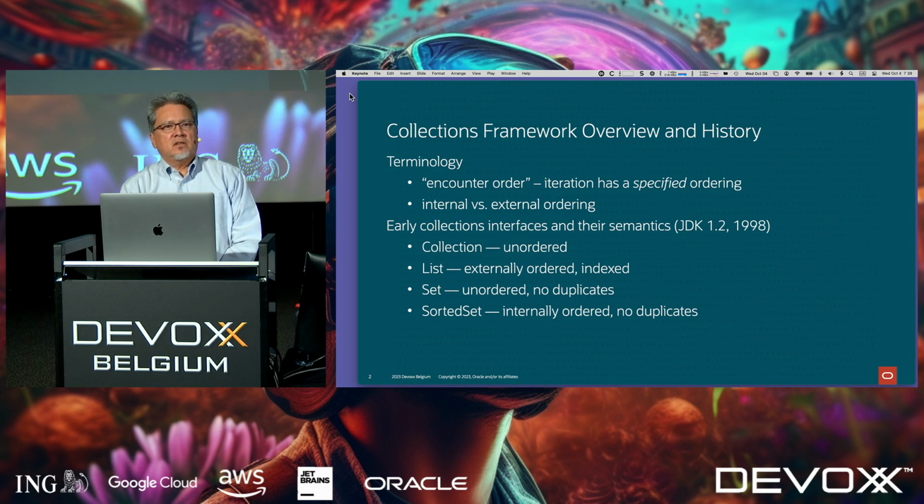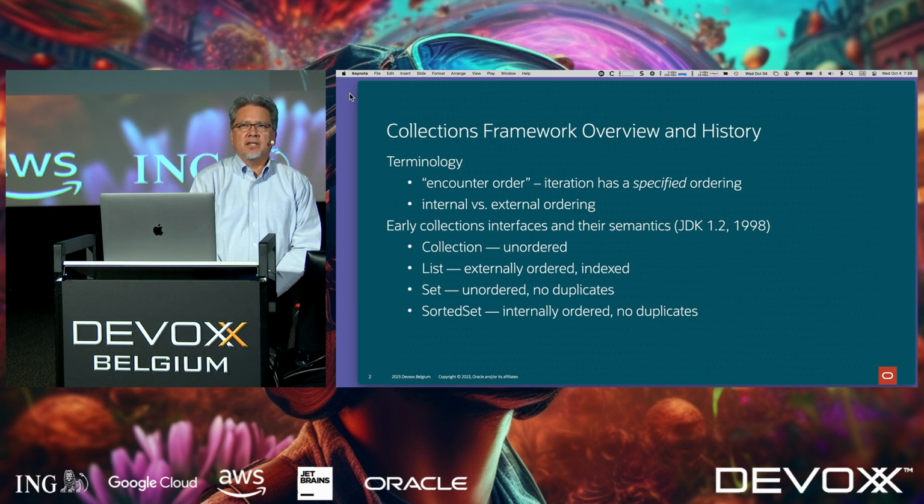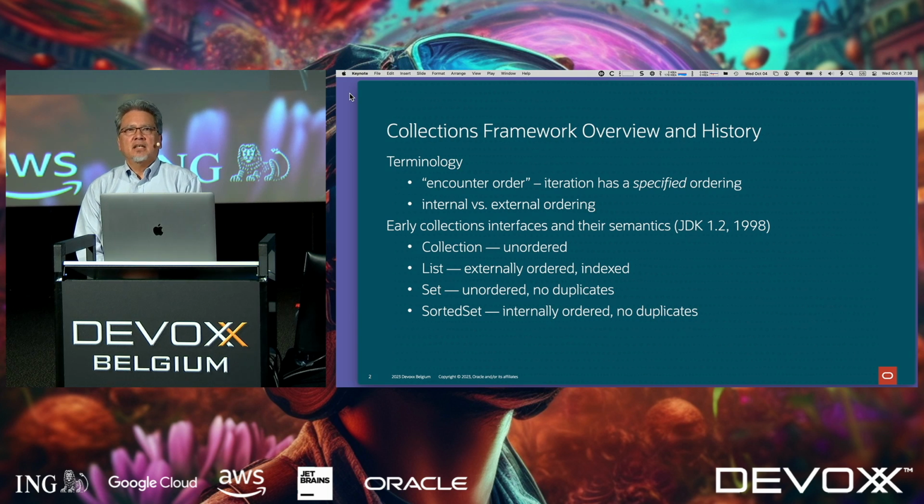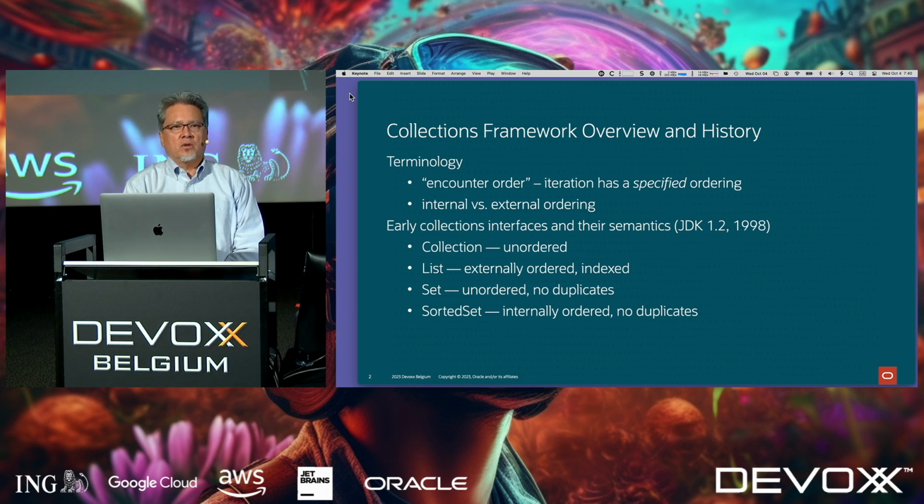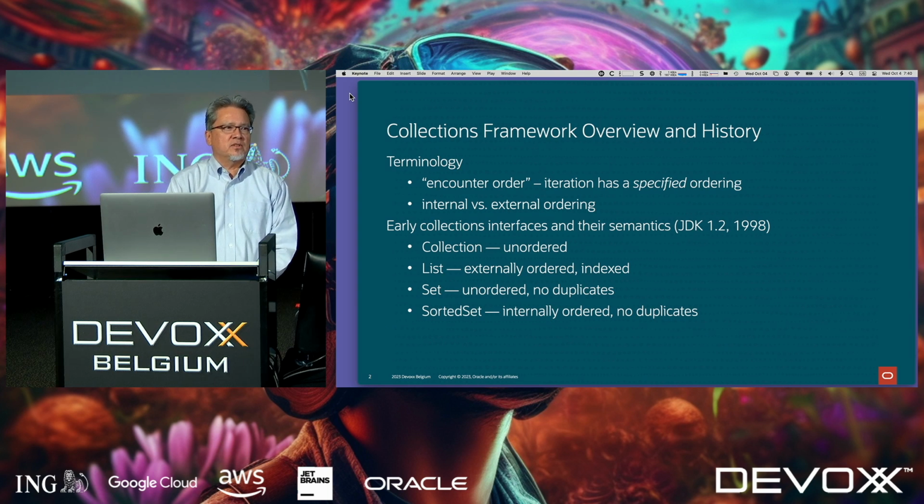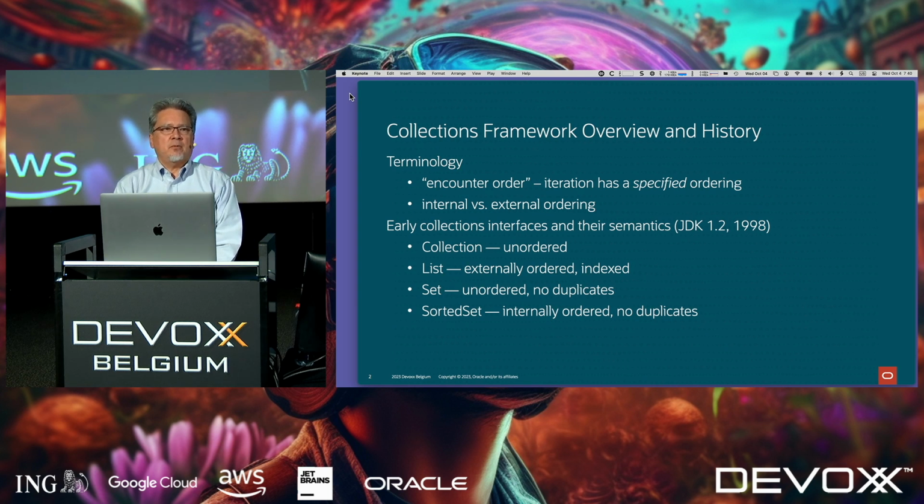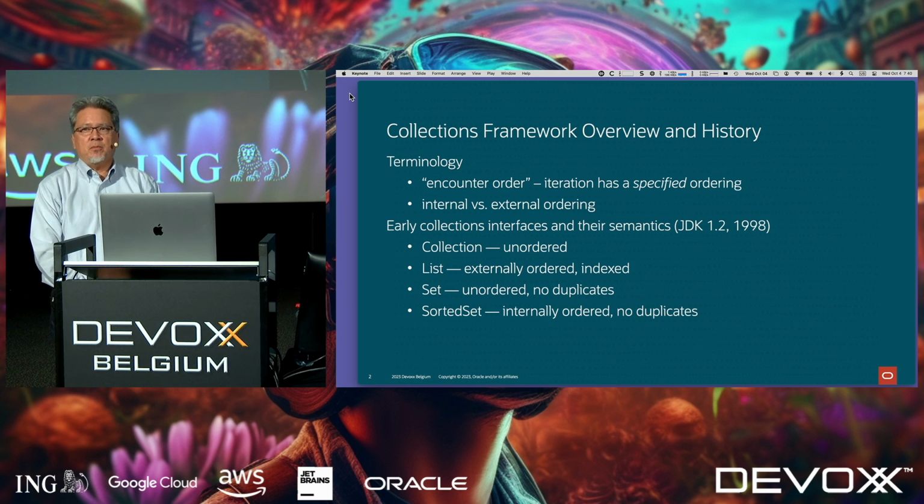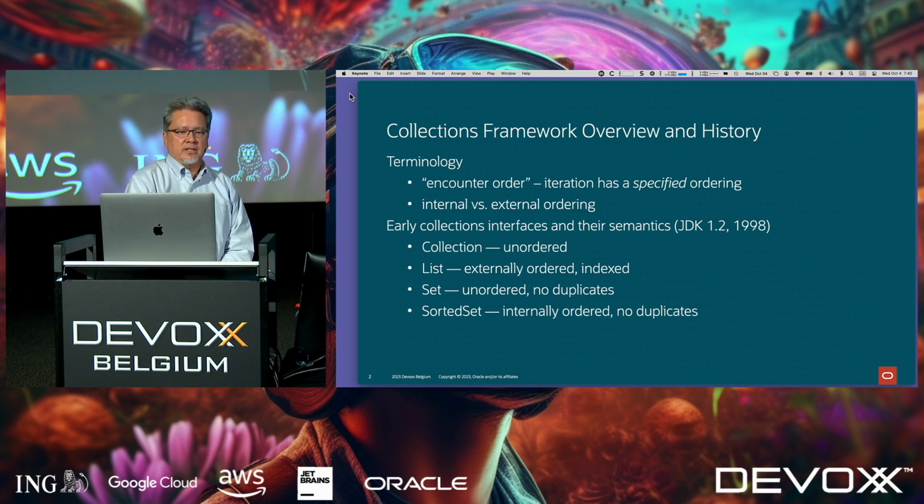There's also a notion of internal and external ordering, which is not really well developed, but I think it's easy to think about. Internal ordering is where the ordering is determined by the values of the elements themselves. For example, in a sorted set, the elements are maintained in sorted order because of the values of those elements. Whereas external ordering depends on the APIs that you use. The client of the collection can determine the ordering. So if it wants to put something first or last, it calls the APIs to do that. So that's called external ordering. Both of those are encounter orders, but the semantics of the APIs for those are actually different.